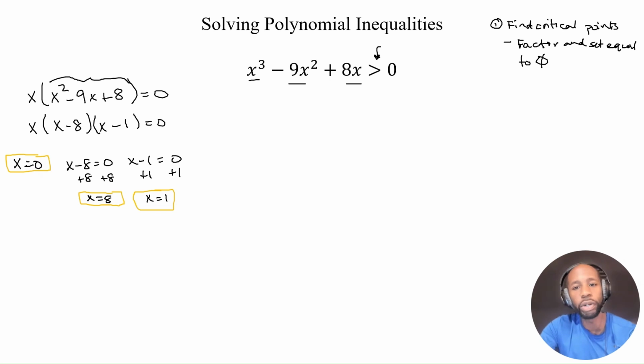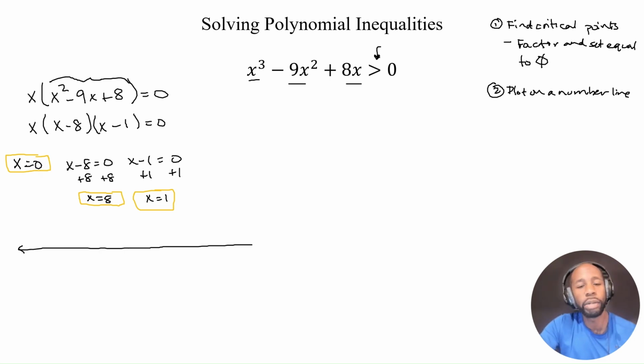Now, the second thing you want to do is plot the critical points on a number line. Okay, so we're going to draw a line. I'm going to draw it kind of long because we have x equals 8. We actually don't have any negative values of x, so I start at 0 right here. 1, 2, 3, 4, 5, 6, 7, 8, 9. So that's 8.